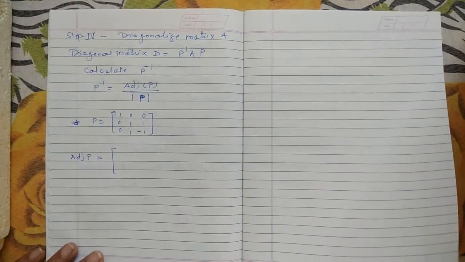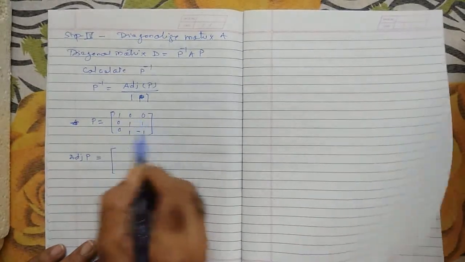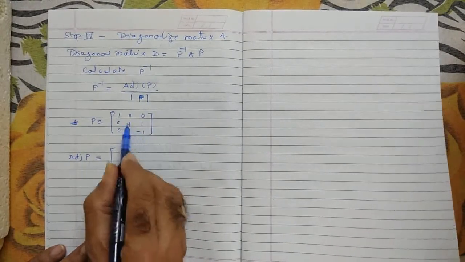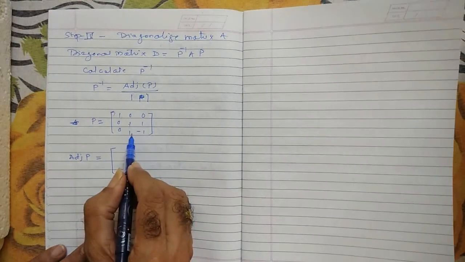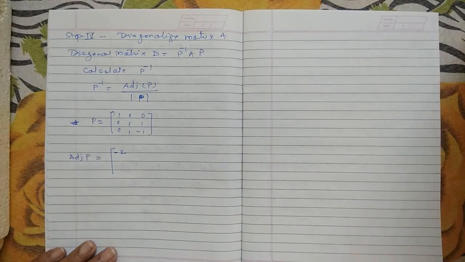It is just like your minor. For this position, we have to calculate the minor of this one. So first you calculate minus 1 multiplied by minus 1. So this becomes minus 2. This you have to write down here.